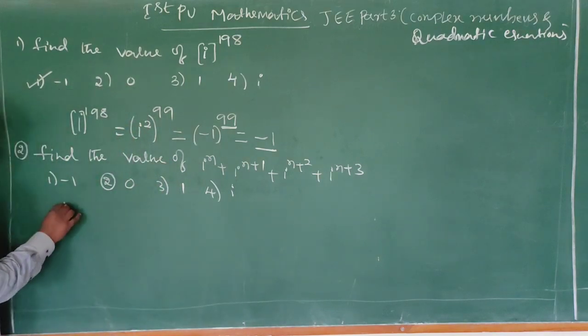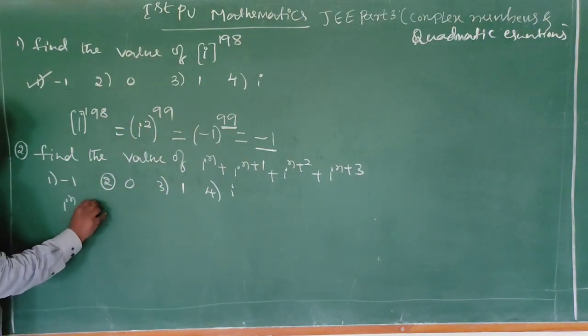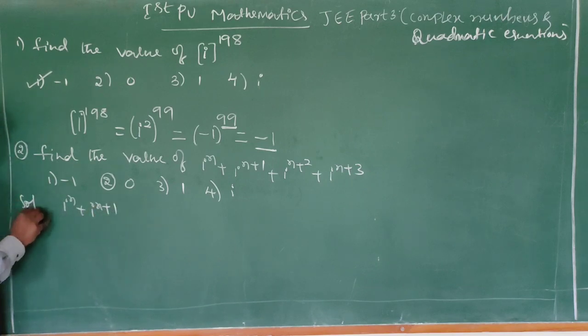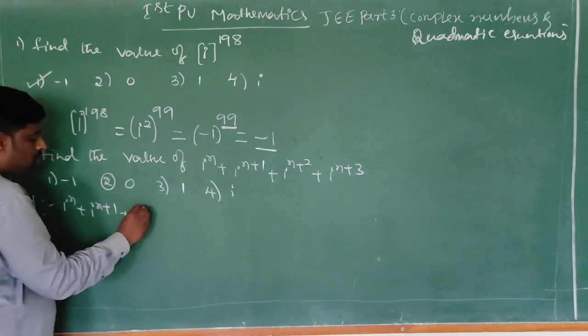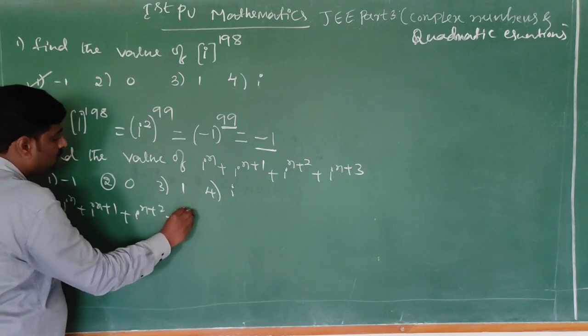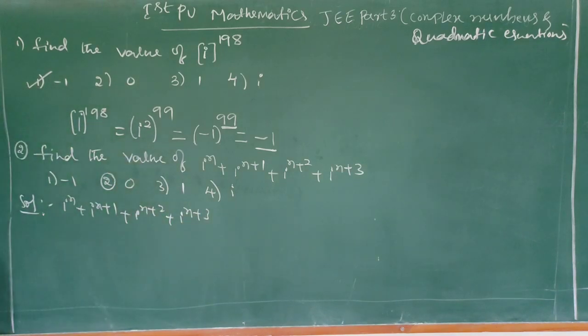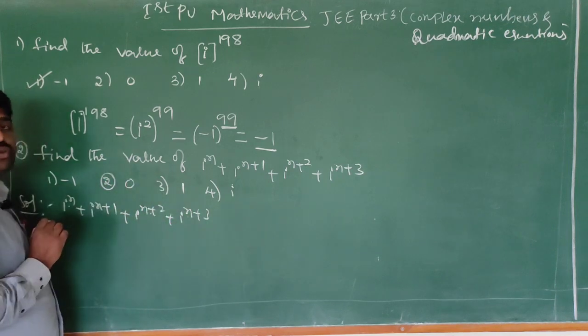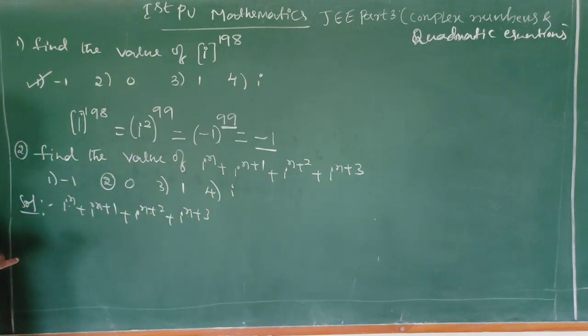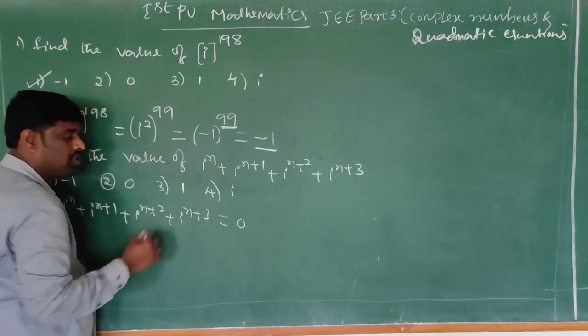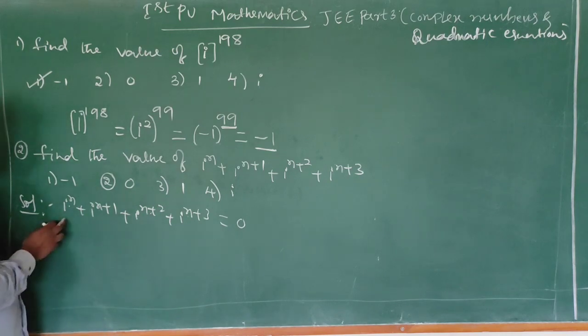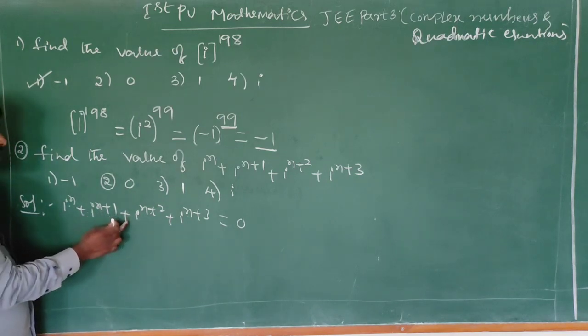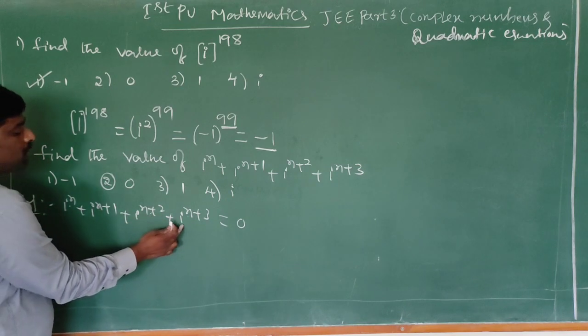Now you take the question: i to the power of n plus i to the power of n plus 1 plus i to the power of n plus 2 plus i to the power of n plus 3. This one I already discussed in the synopsis. Now n, n plus 1, n plus 2, n plus 3. If you give any 4 consecutive numbers, you will get the value 0.